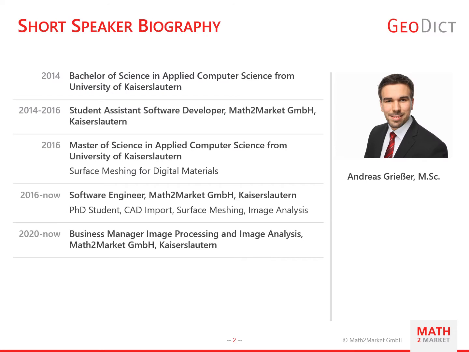First, a short introduction of myself. My name is Andreas Grieser. I have a master's degree from the University of Kaiserslautern in computer science, and I am currently working on my PhD. For Math2Market, I am business manager in image processing and image analysis since this year, but I've been with the company since 2014 as a software developer.